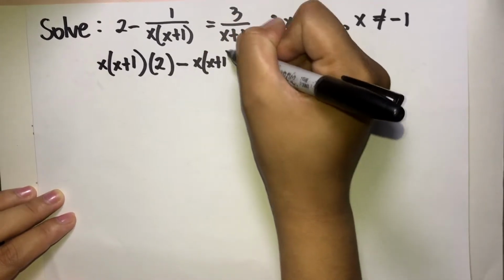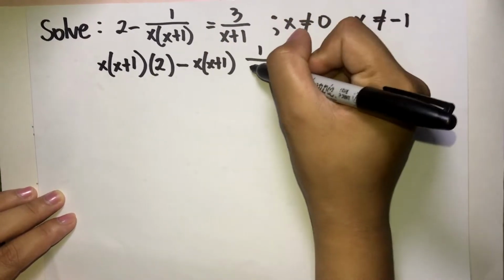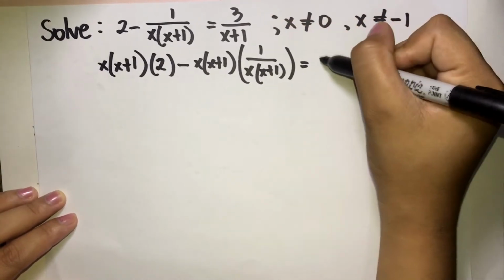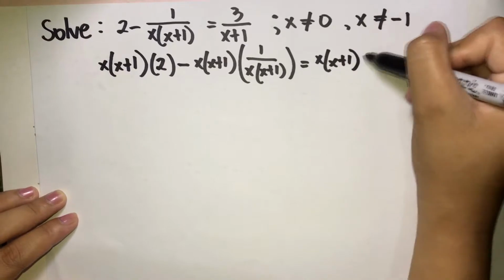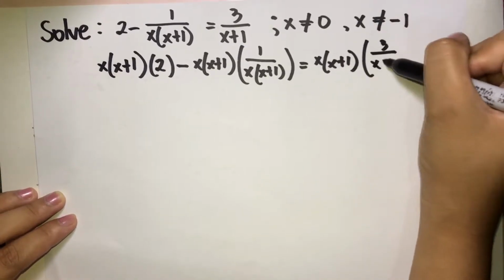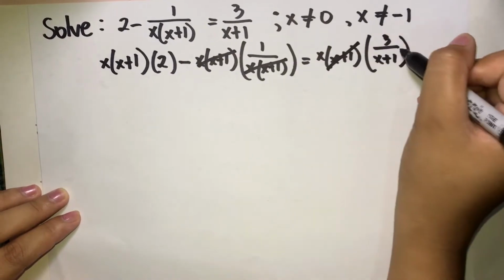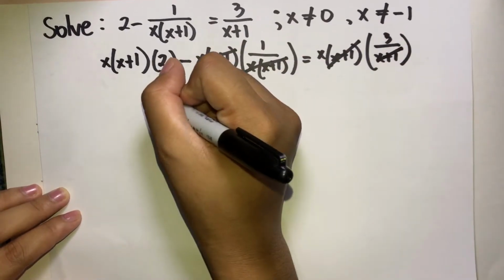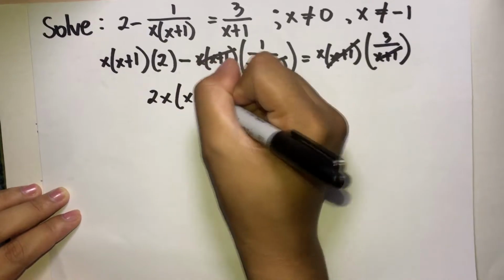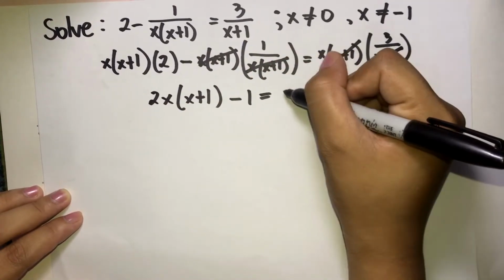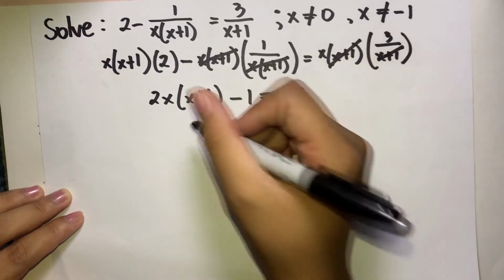So it would be x times x plus 1 times 2 minus x times x plus 1 times 1 over x times x plus 1 is equal to x times x plus 1 times 3 over x plus 1. Cancel all the possible cancellations and then perform multiplication on x times x plus 1 and 2. So the answer would be 2x times x plus 1 minus 1 is equal to 3x.